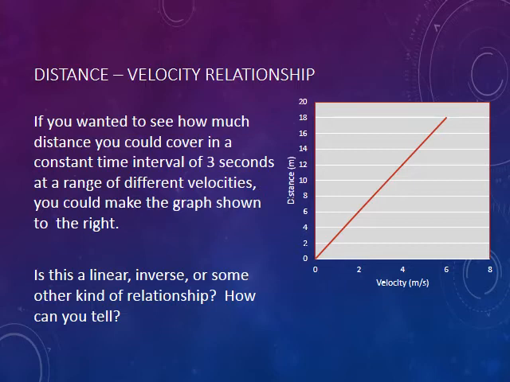So similar to the distance-time relationship, the distance-velocity relationship is also linear. Again, you can tell because it's a straight line. You can also tell by as you increase the velocity, you're increasing the distance you can travel in an interval of 3 seconds. So when the velocity is 2, the distance you're covering is going to be 6 meters. If you double that to a velocity of 4, that means you're also going to be doubling the distance you cover to 12 meters.